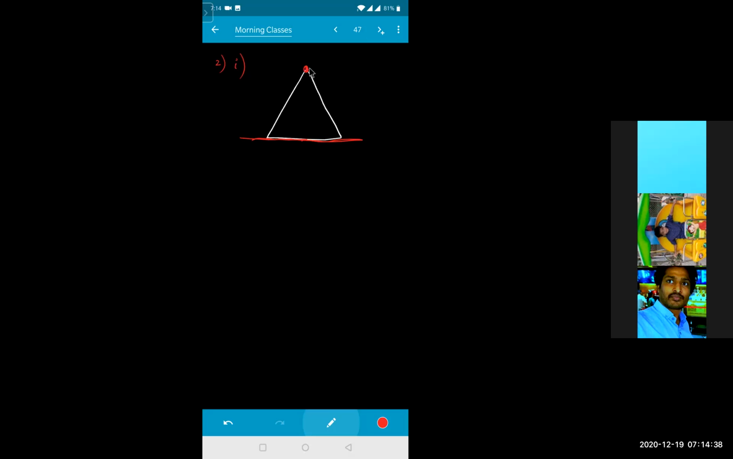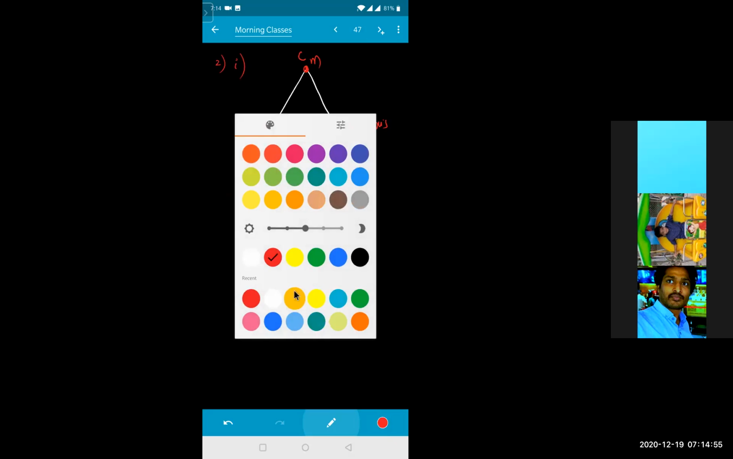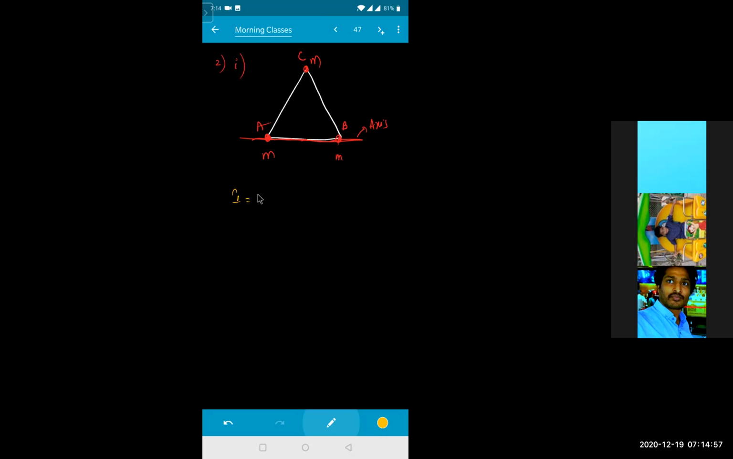So we are taking one particle of mass m at each vertex. So this is the axis. Now tell me what is the moment of inertia because of this A, this is your B and this is your C. A and B are on the same axis, so their moment of inertia is 0. So I is equal to only C: m into 0 plus m into 0 plus the remaining m.